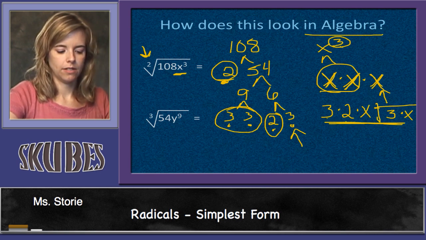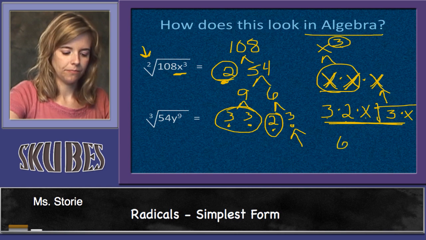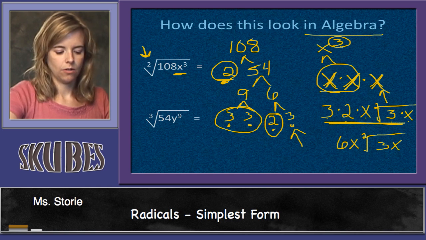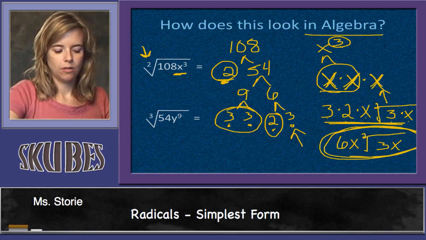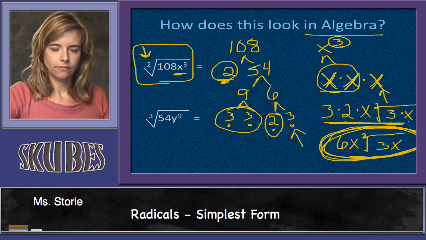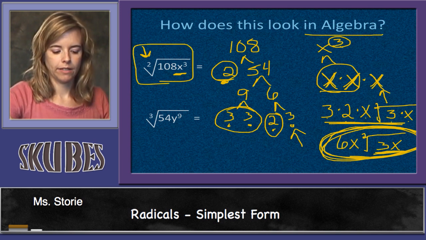So 3 times 2 is 6, times x is 6x. And then 3 times x is just 3x. And your index is 2. So right here, that's your simplified answer for this guy right here. Can't break down 3 any further and can't break down x any further into pairs, so you're done.